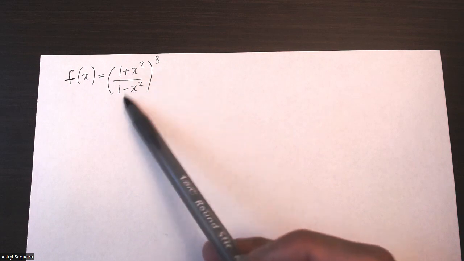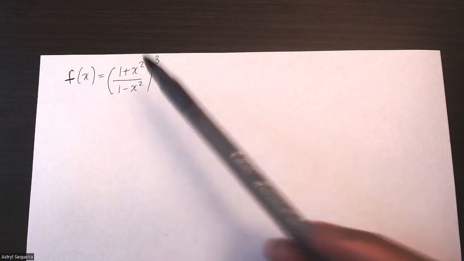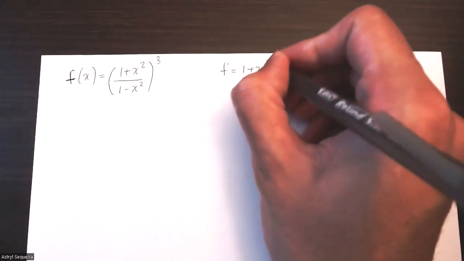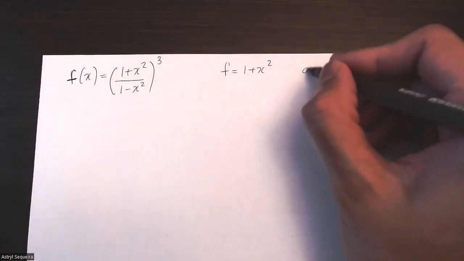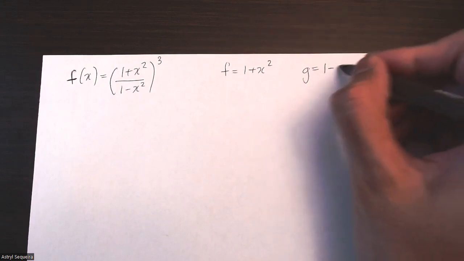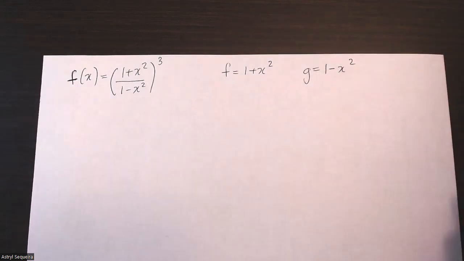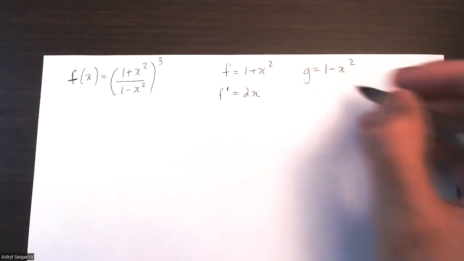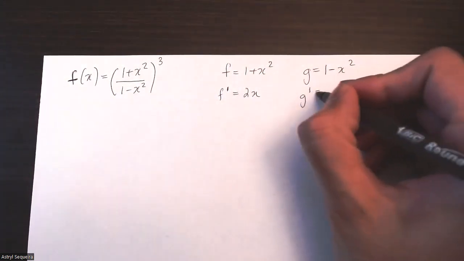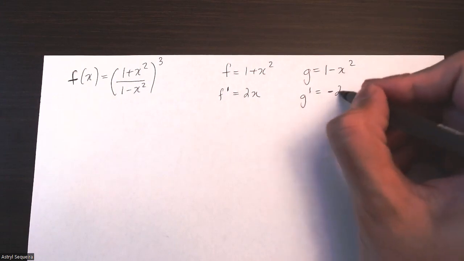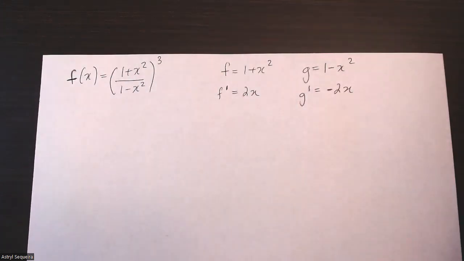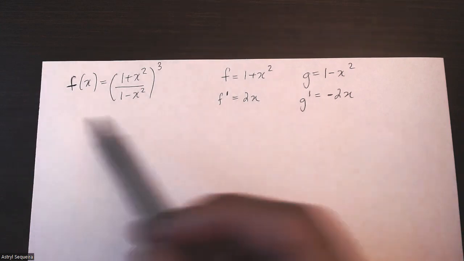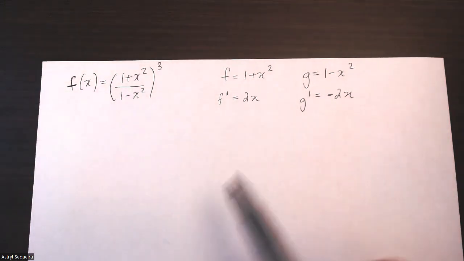So I'm going to just first set up my quotient rule in this question. So f equals 1 plus x squared, the numerator. g equals 1 minus x squared, the denominator. f prime equals 2x. g prime equals negative 2x. That's just simple derivation. You should know how to do that at this point. And now I'm going to derive this whole equation, and I'm going to set it up with the quotient rule as well.